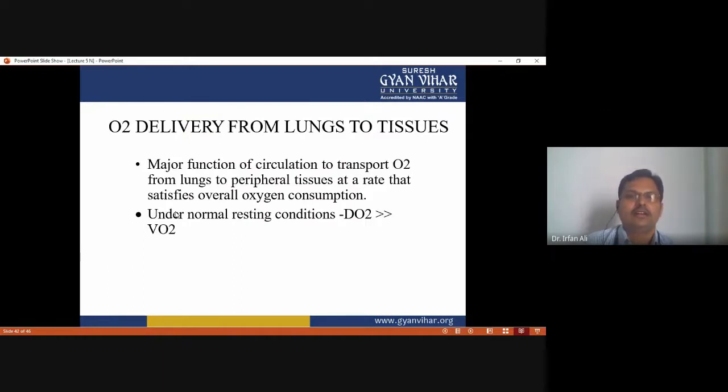and oxygen delivery from the lungs to the tissue is a major function of the circulation, to transport oxygen from the lungs to the peripheral tissue at a rate that satisfies overall oxygen consumption. That's why pulmonary ventilation is achieved, and under normal resting conditions, the dissolved oxygen is much higher as compared to the venous oxygen.